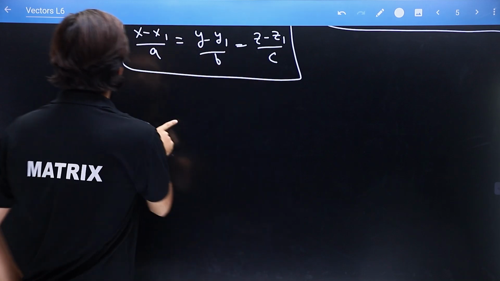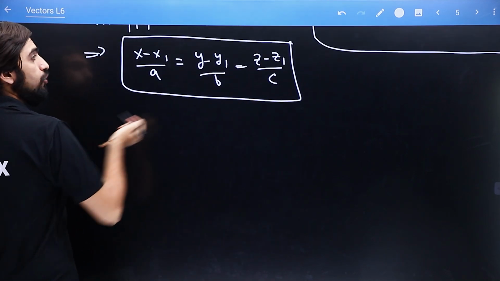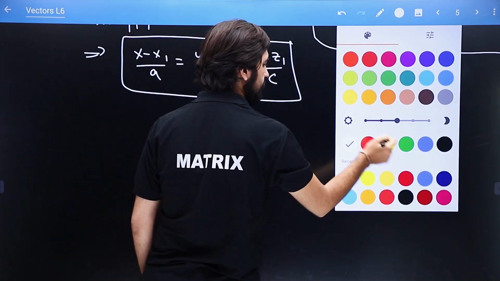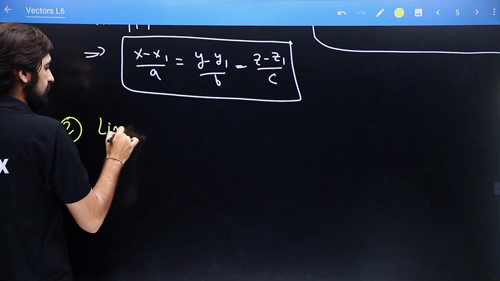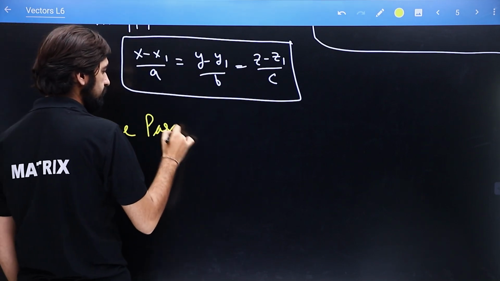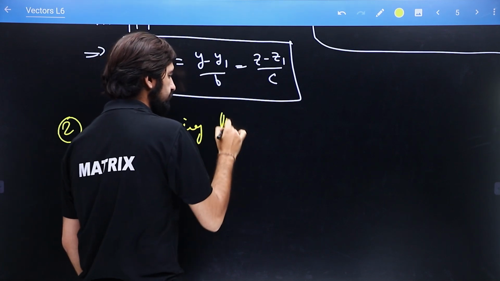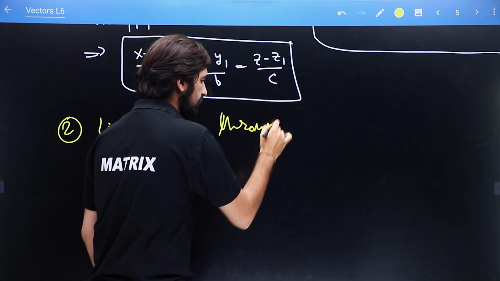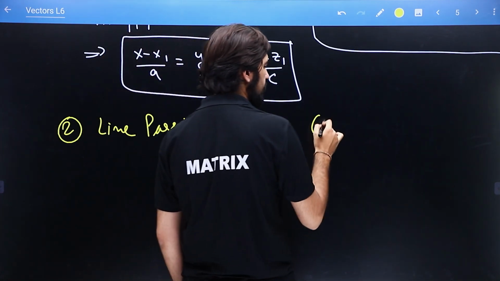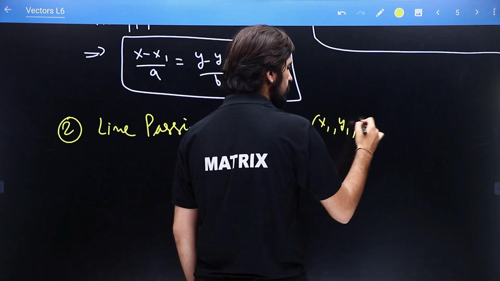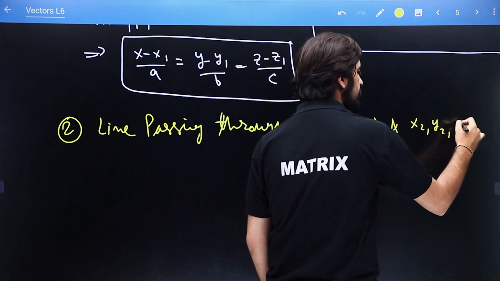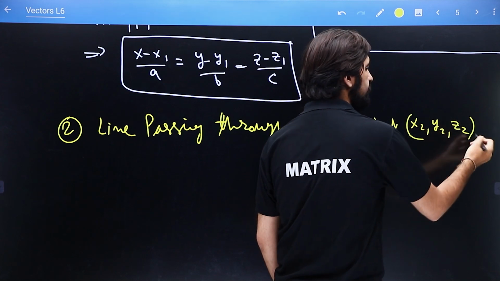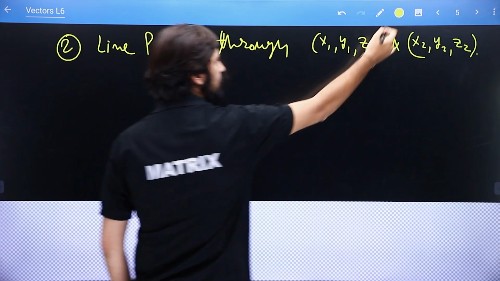Okay, so next, what if two points are given? What if the line is passing through two points, let's say (x1, y1, z1) and (x2, y2, z2)? Now the vector is not given. So what will we do? Again, the same thing.